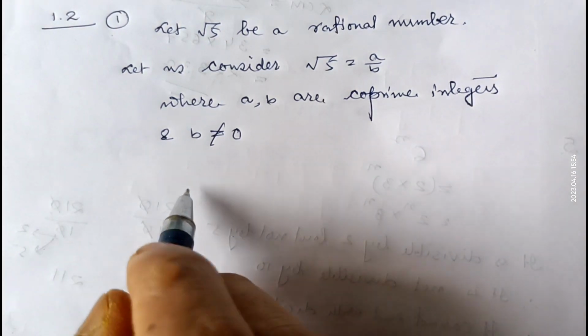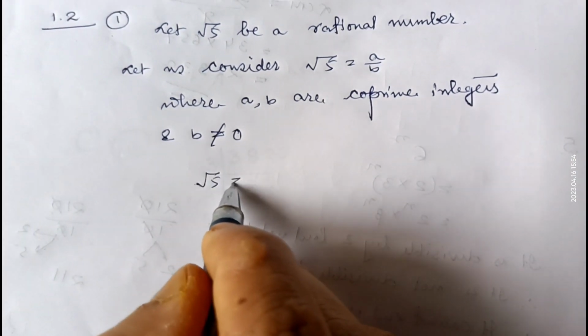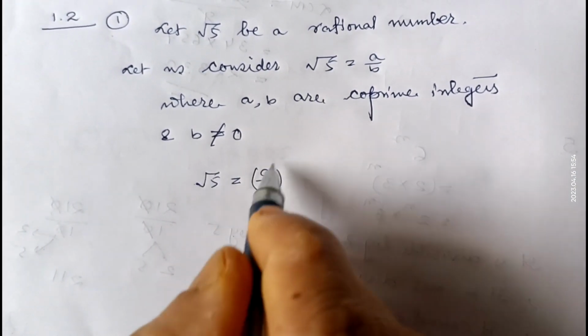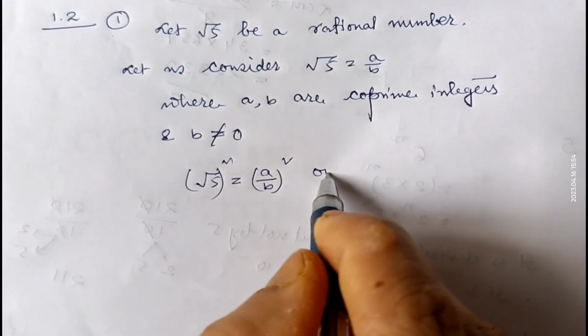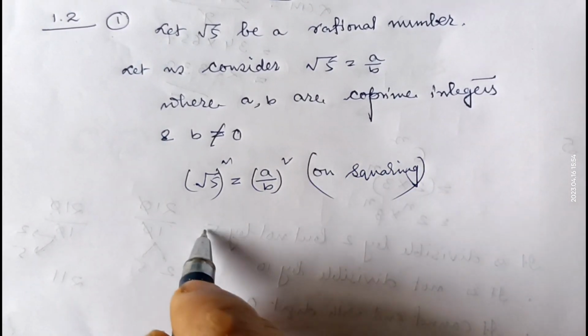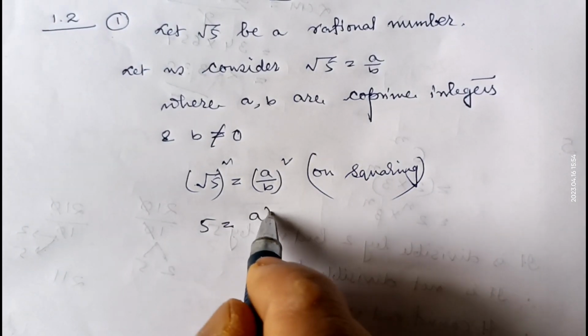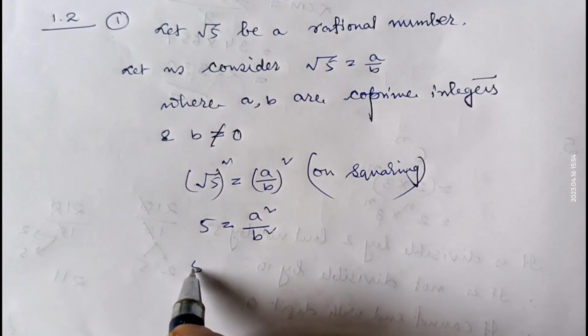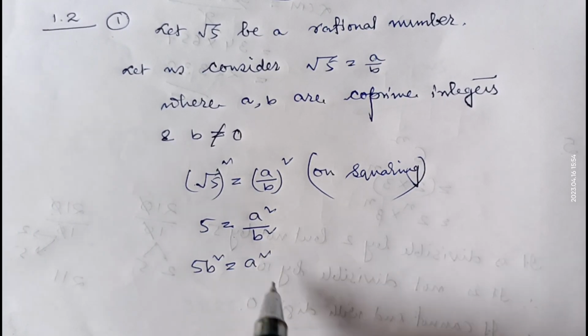Now if you square both sides, root 5 equals a by b. On squaring, 5 equals a square by b square. So 5b square equals a square.